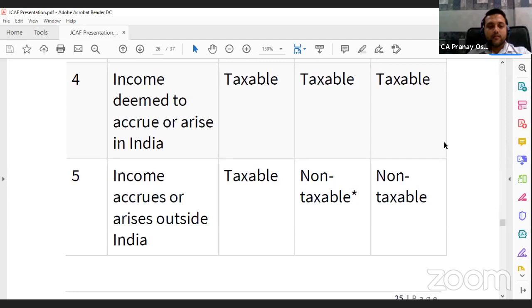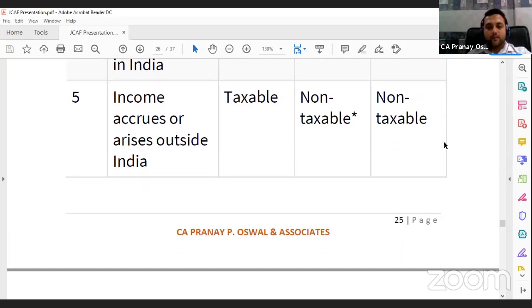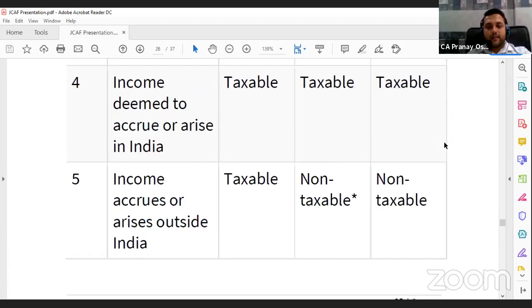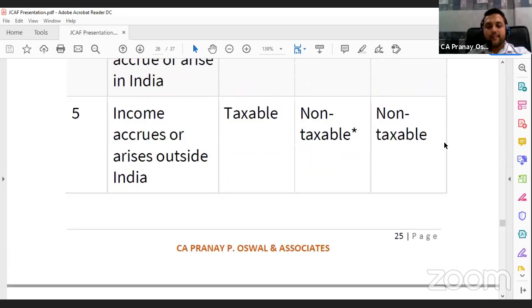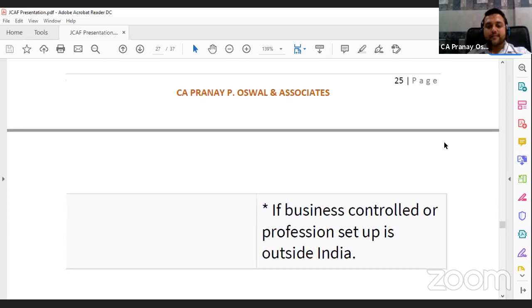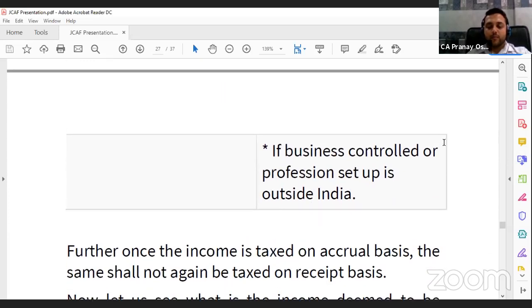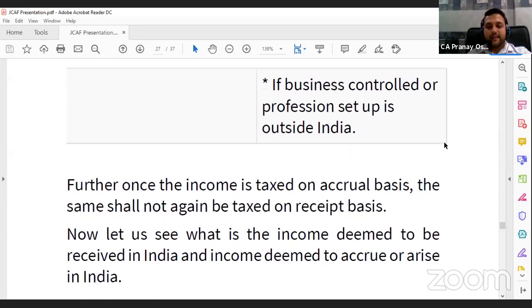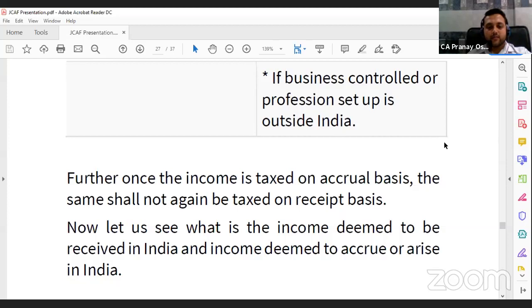Income accrues or arises outside India. This will be taxable only in case of ROR, who is a resident, not in case of NRs. But in case of resident but not ordinary resident, there is a term and condition that if a business or profession is set up outside India, but for a business or profession which is controlled from India, again, in case of RNOR, the income will be taxable. Further, once the income is taxed on accrual basis, the same shall not again be taxed on receipt basis, which is a general law.